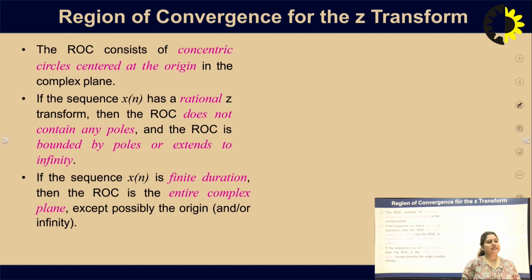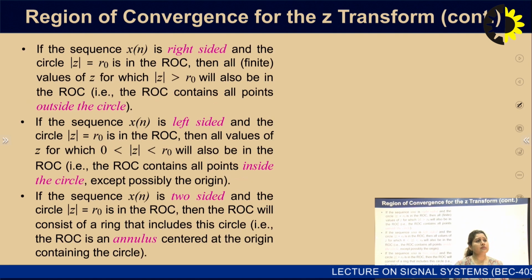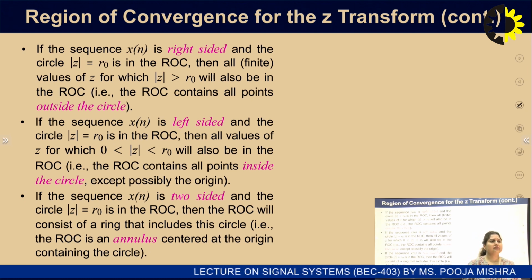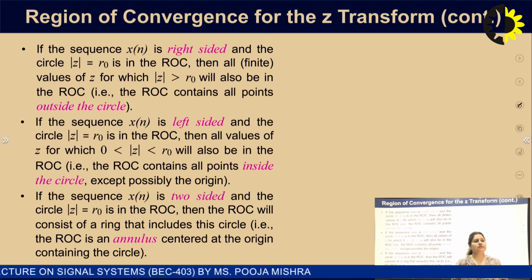If the sequence x[n] is finite duration, then the ROC is the entire complex plane except possibly at the origin or at infinity. Then, for the region of convergence of the Z transform, if the sequence x[n] is right sided and the circle |z| = R0 is in the ROC, then all finite values of z for which |z| is greater than R0 will also be in the ROC. That is, the ROC contains all points outside the circle.